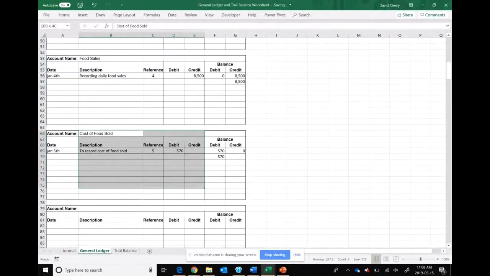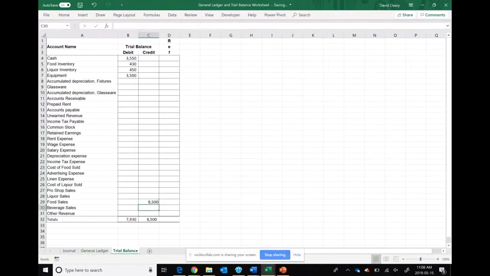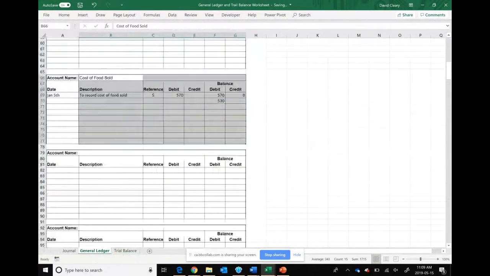Cost of food sold had a debit balance of $570. So we go here, find cost of food sold. There's cost of liquor sold. Cost of food sold right there. And how much was it? $570. There we go. Go back to our ledger, and we've got no other information.